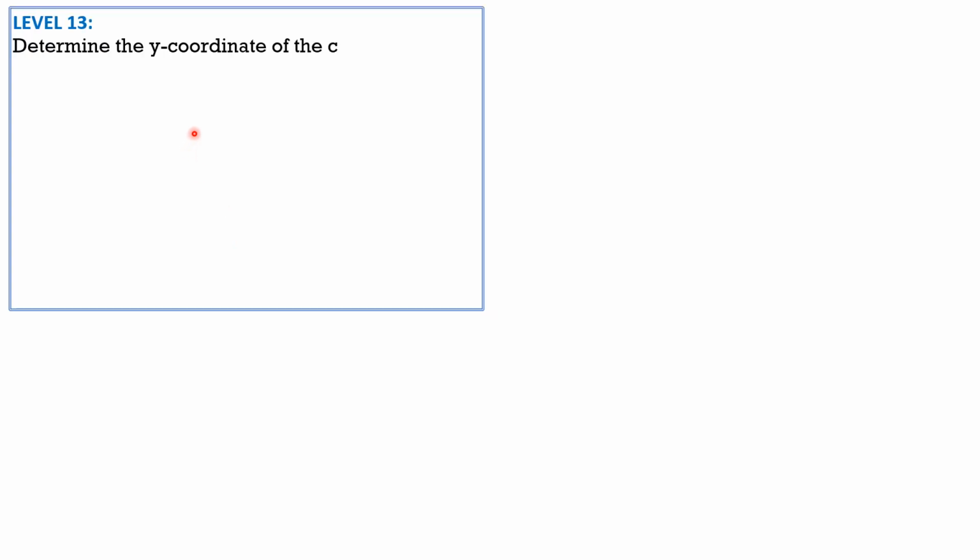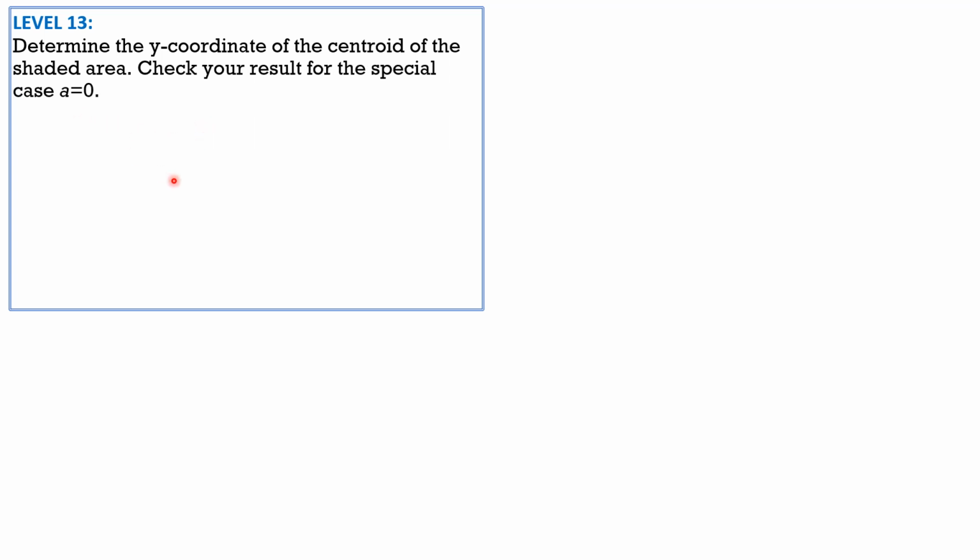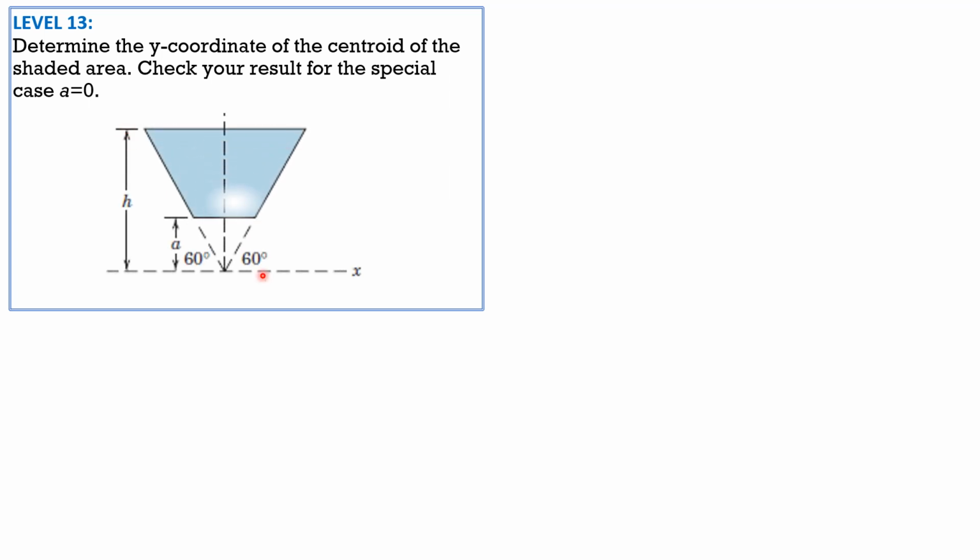Level 13, determine the y-coordinate of the centroid of the shaded area. Check your result for the special case A is 0. So if you look at the figure, it is symmetric with respect to this axis, so x-bar is 0. That's why we are just asked to determine the y-coordinate of the centroid.